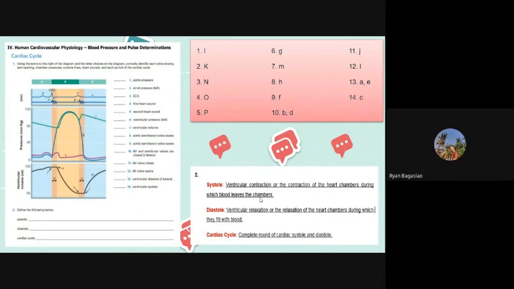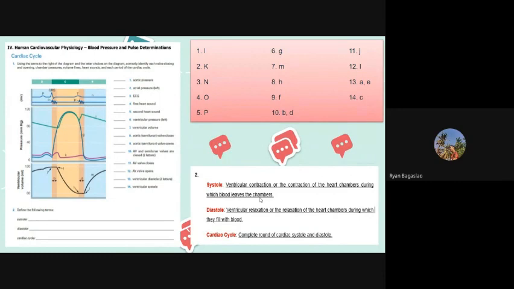Number 11, AV valve closes, is letter J. Number 12, AV valve opens, is letter L. For number 13, ventricular diastole is letters A and E. And lastly, ventricular systole is letter C.